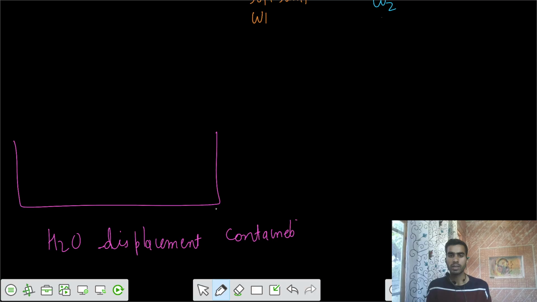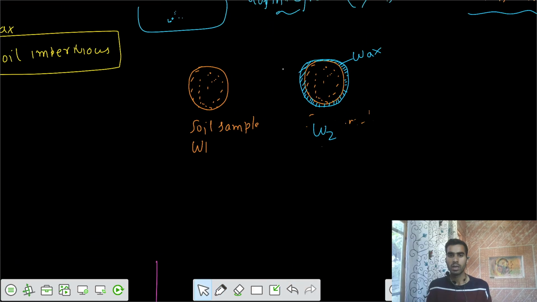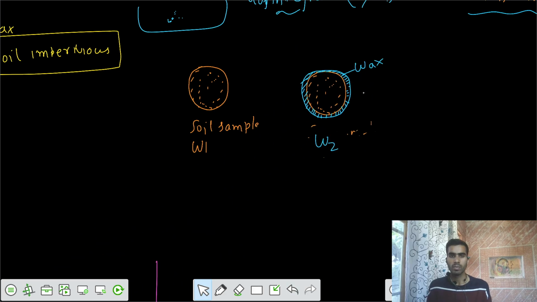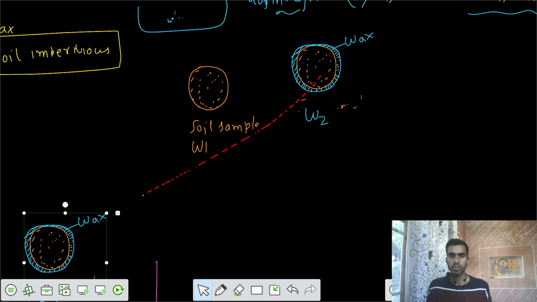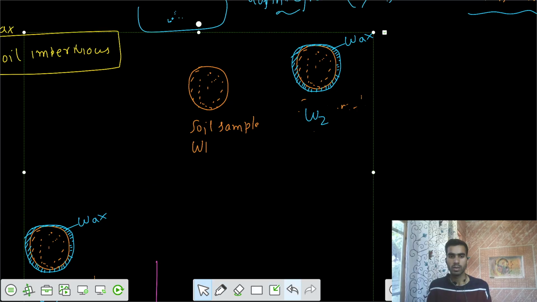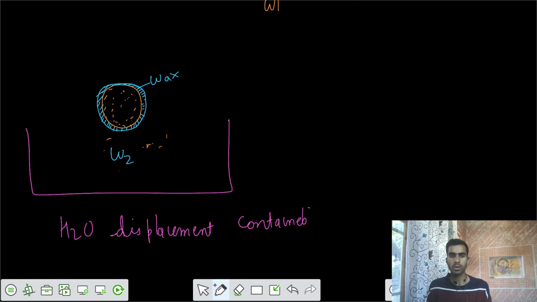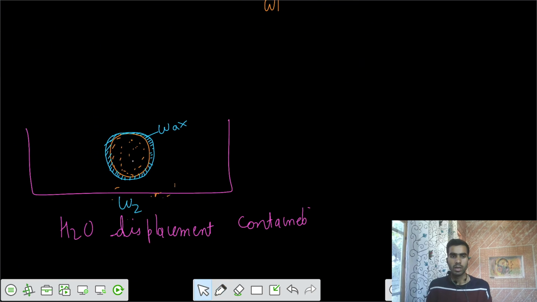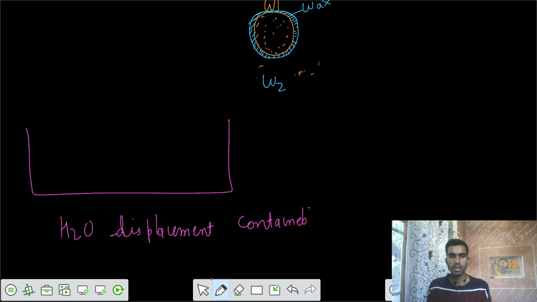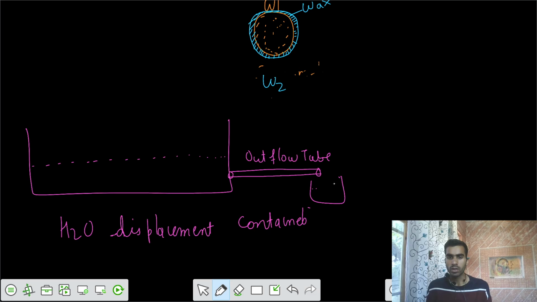Now we are going to place this one here. Initially there was water up to this level. This was the initial level of water, and there is one tube, let's say an outflow tube kind of assembly, and there's one more container that collects how much water has been lost.